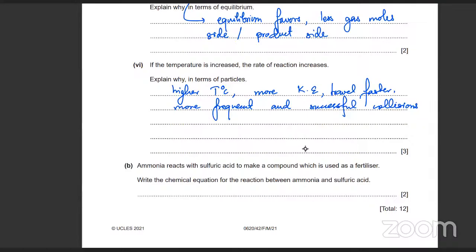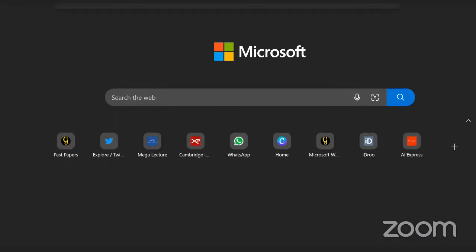Ammonia reacts with sulfuric acid to make... wait, do we need to mention activation energy here? Although it's a 3-mark question, just to be on the safe side, more particles have energy greater than the activation energy. Let me quickly check how the marks are distributed for this one, since it's a 3-mark question. Just a second.